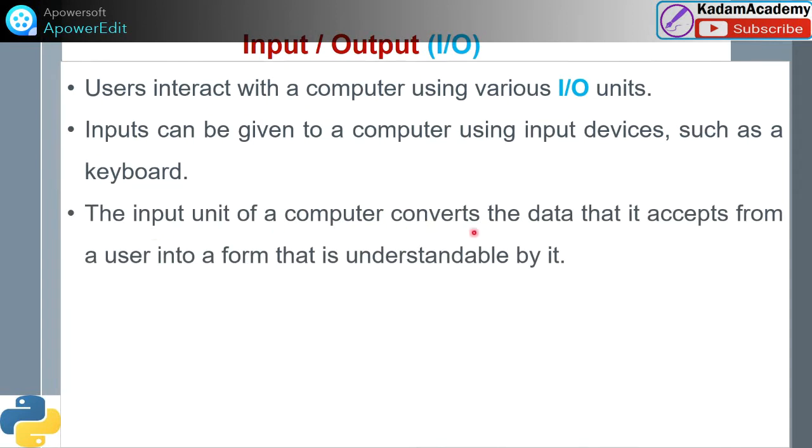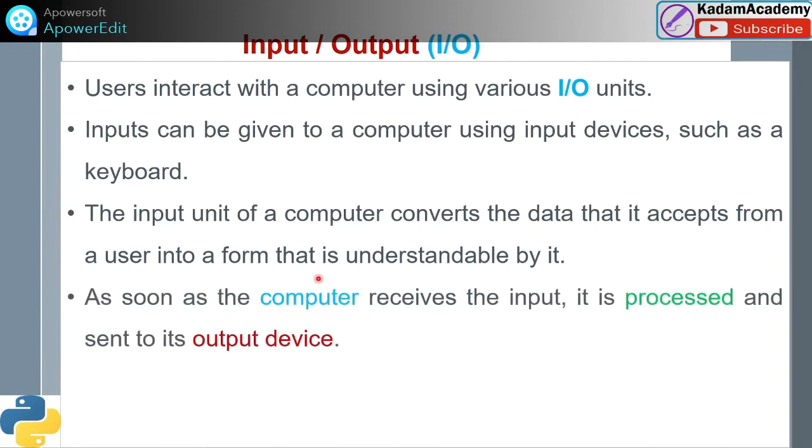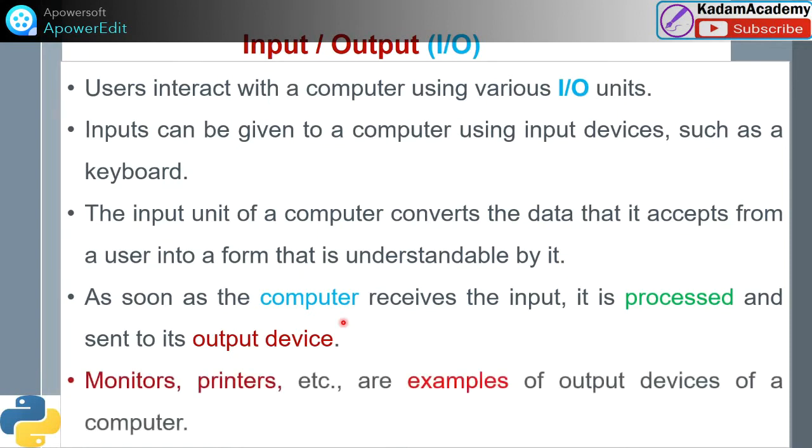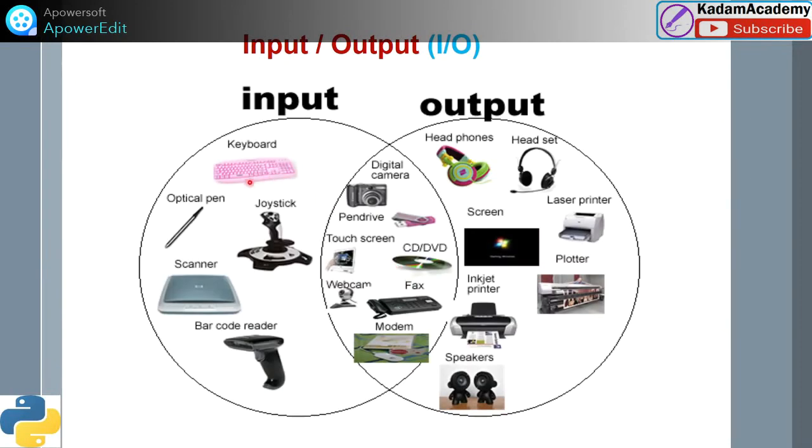The input unit of the computer converts data that it accepts from the user into a form of understandable bytes. As soon as the computer receives the input, it is processed and sent to the output device. Monitors, printers, etc. are examples of output devices of a computer. Here are some transferring devices, and these are the output devices: printer, monitor, audio, and this is the big printer.